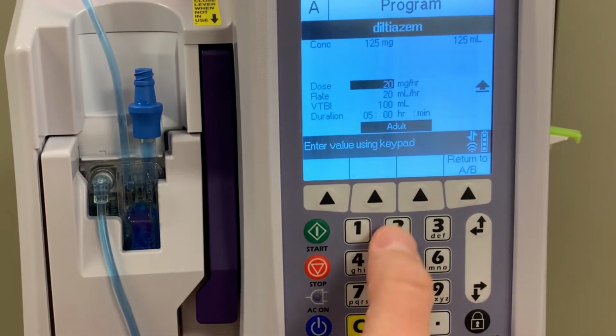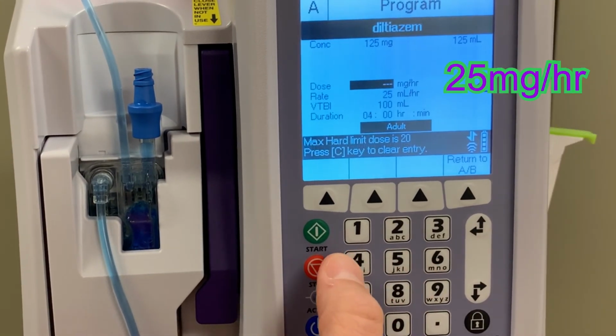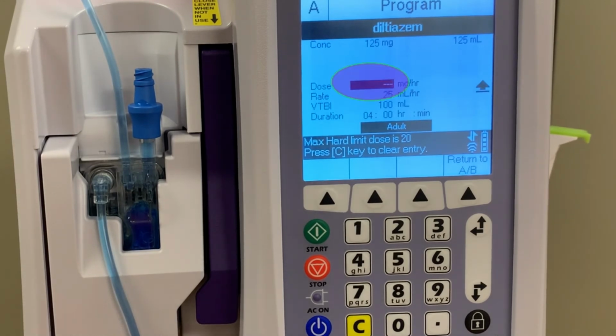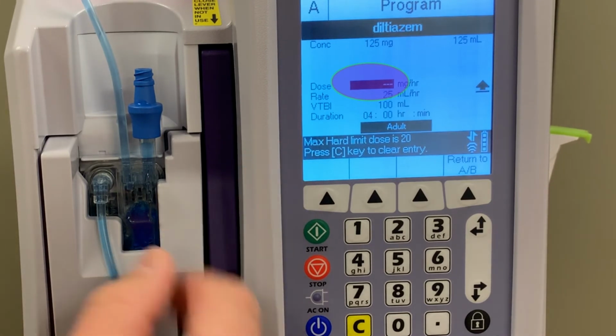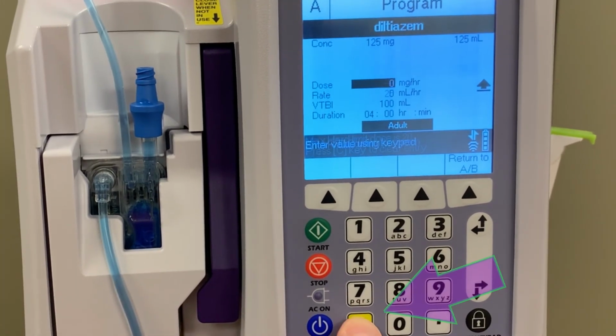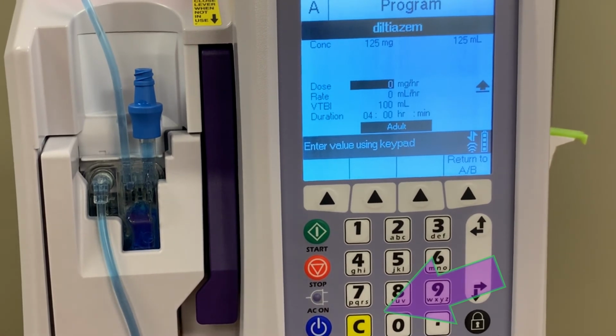If we try to program the Cardizem at a rate of 25 mg per hour, we will be told that the max hard limit dose is 20 mg per hour, and our attempted 25 mg per hour dose will be replaced with 3 dashes. We won't be able to input any new dosage into this pump until we push the yellow C or clear button. The hard limit stops us from being able to program above that dose.